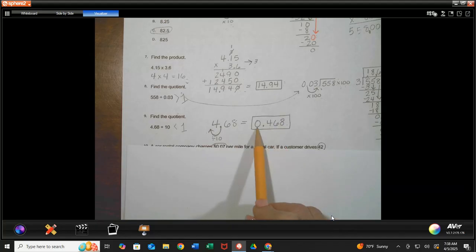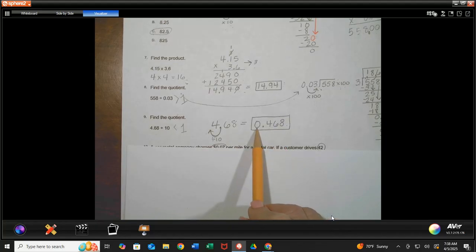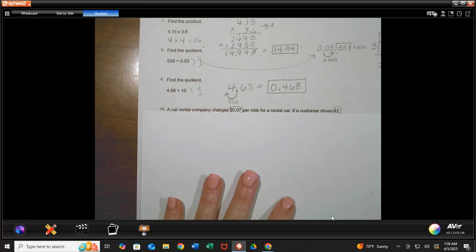I always put a 0 in the ones place to show that there is no ones, and to show that I just remembered that and didn't forget to put a digit there. 468 thousandths. Number 10, we're going to start with word problems.